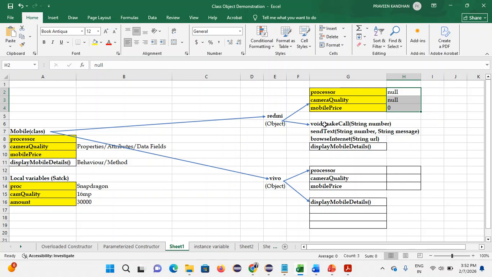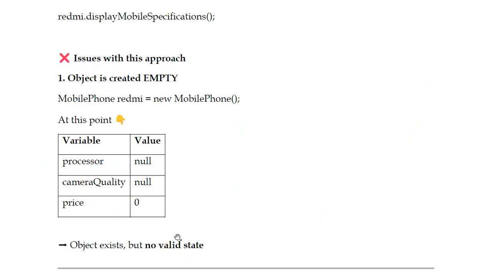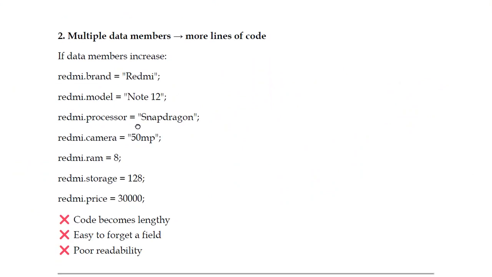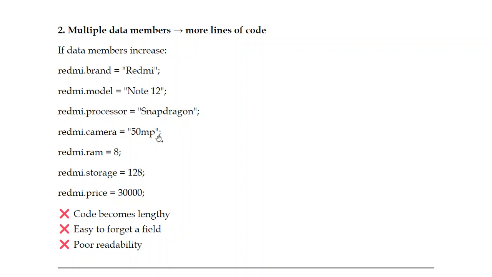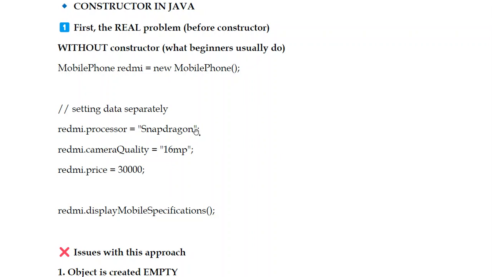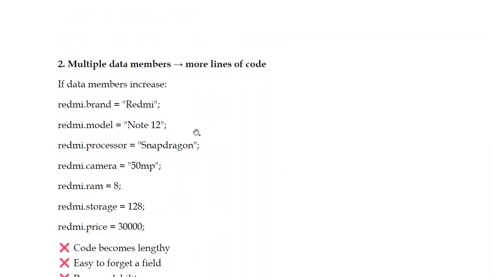Even though the object is present, the object reference variable referring to this object's data members is referring to default values. So it's not a proper one. Invalid state, no valid state. This is the problem we are facing: the object is created empty. Next, multiple data members. Assume that here we are having only three data members. Now just let us assume you may have five data members or 10 members like this.